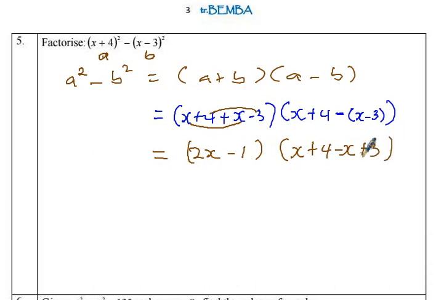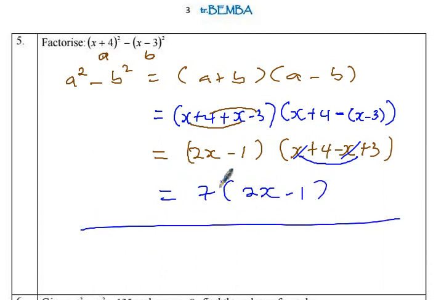You need to be a little bit slow there. Okay, you see how the signs are changing. And now with that, I can put like terms together. This and this will disappear. X take away x turns into 0, and when I add these two, they give me a 7. So I can write my final answer as 7 into 2x minus 1. And so that means that the factors for this expression here are 7 and 2x minus 1.